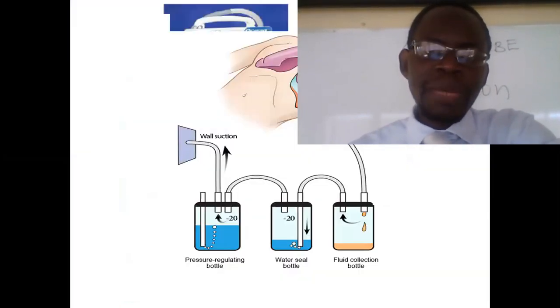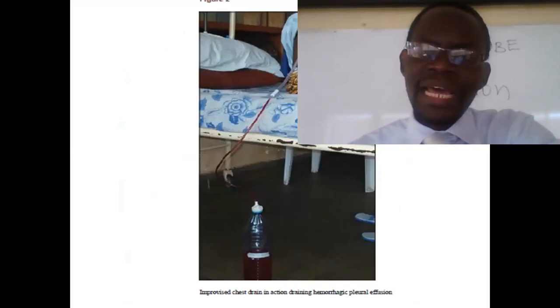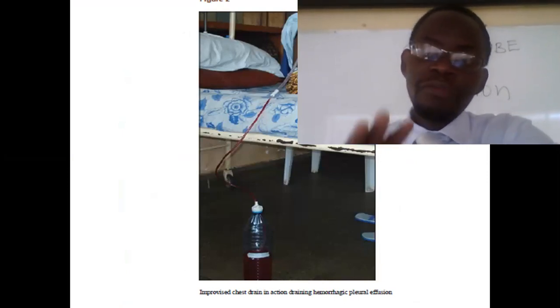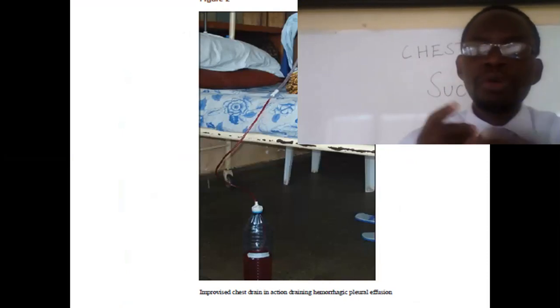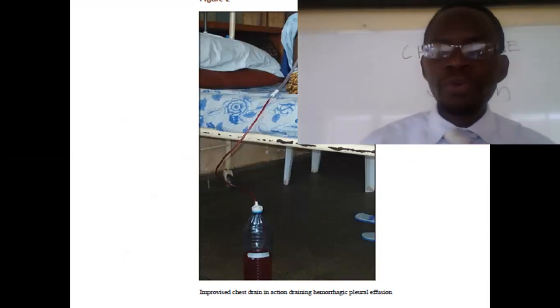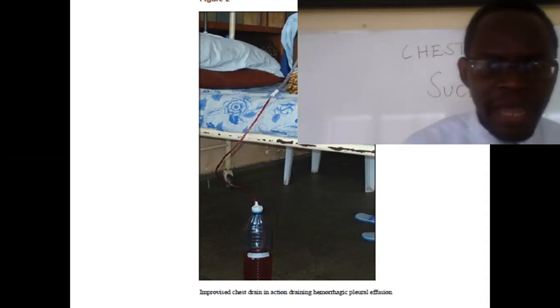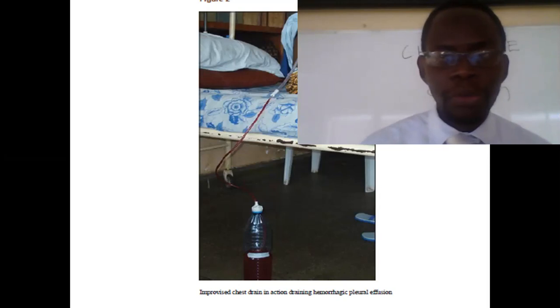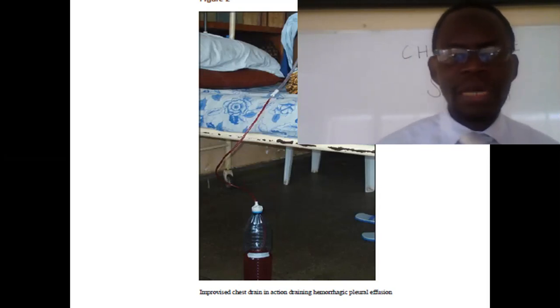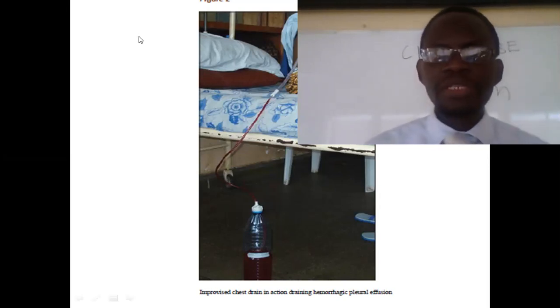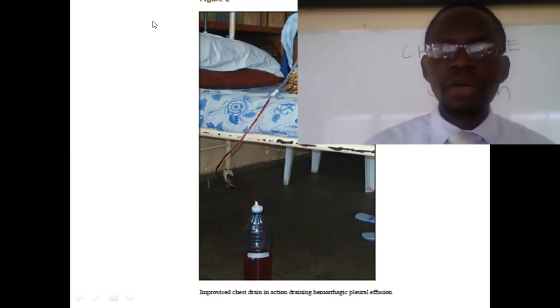So basically, that is about the chest tube and what it is used for. We said it is used for four indications: pneumothorax, or fluid collections, either chylothorax, empyema, or hemothorax. That is what I wanted to show you as far as the management of pneumothorax is concerned.